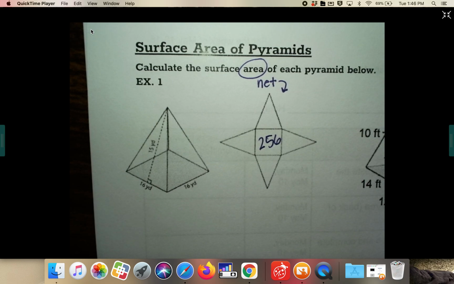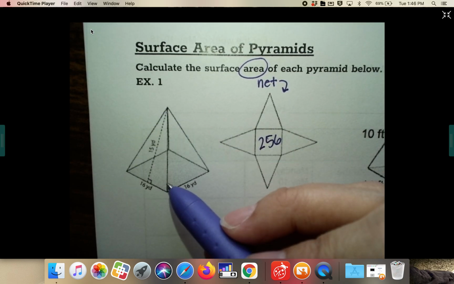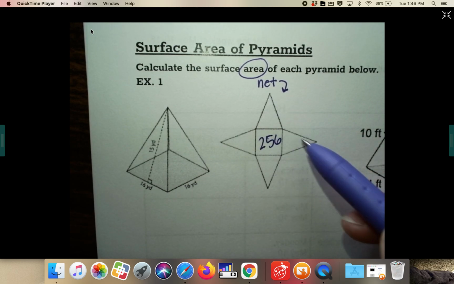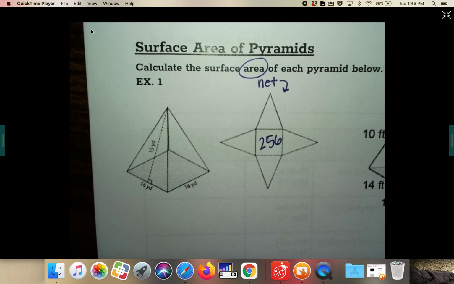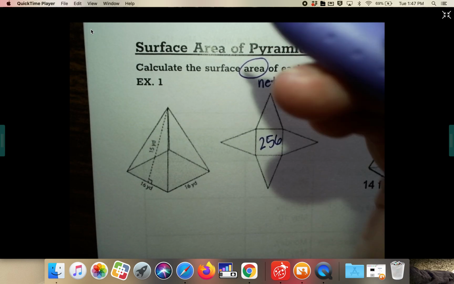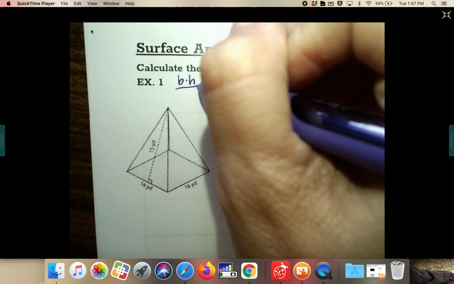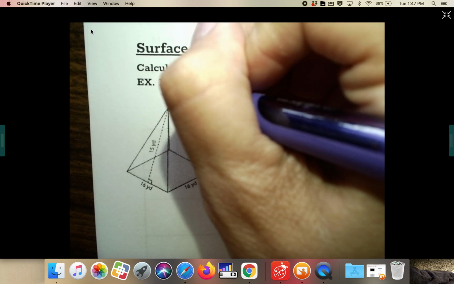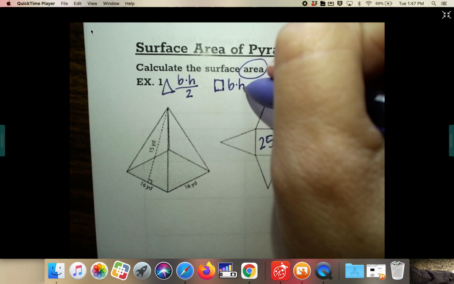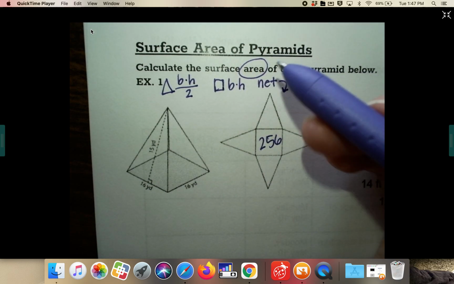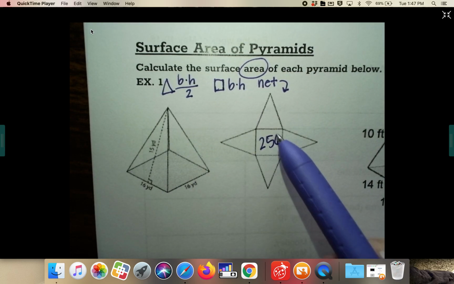Now we also need the surface of all of these triangles on the outside. We need this one, and this one, and this one, and this one. In case you forgot, the area of a triangle is base times height divided by 2. What I just did a minute ago was a square, and it was just base times height, or length times width. Length times width is the same thing as base times height. So length times width was 256.